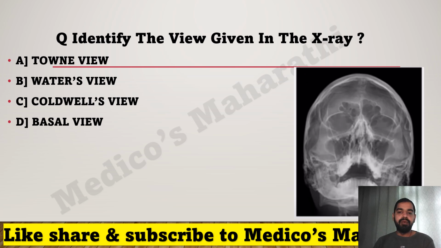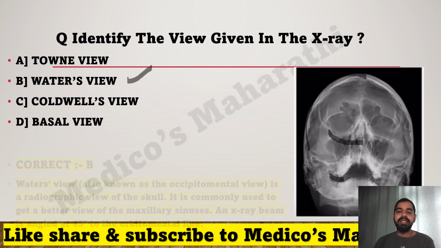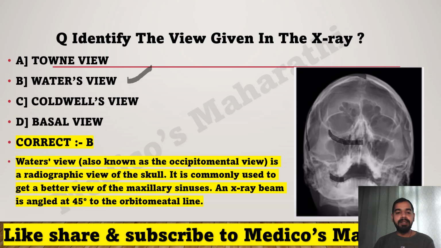Identify the view given in this image, my dear friends. You have to identify this view, and this view is Water's view. Water's view is known for the maxillary sinus. You can see the skull is angled at 45 degrees, and it is most commonly used for looking at the maxillary sinus, my dear friends.